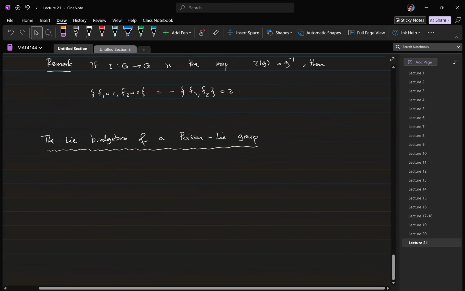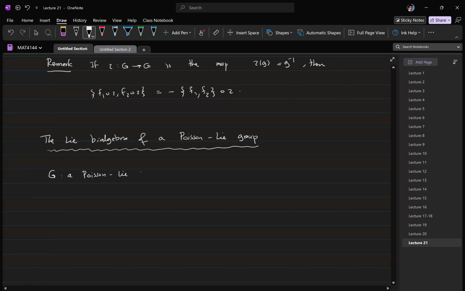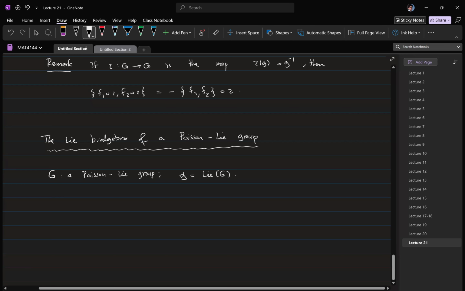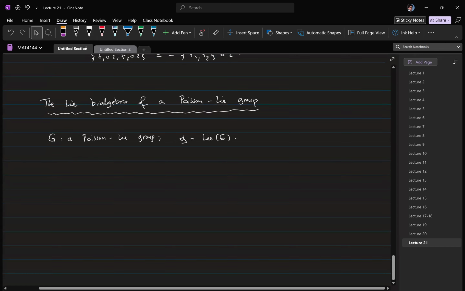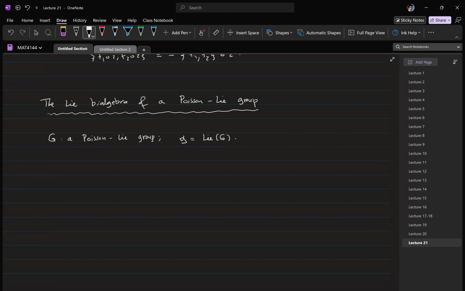All right, so here's what we do. Suppose G is a Poisson-Lie group, and as usual, fraktur g is the Lie algebra of G. So now we would like to give a Lie algebra structure to the dual of g. Note that the dual of g, g star, a priori doesn't have a Lie algebra structure. It was g that was a Lie algebra, so the dual doesn't have one.